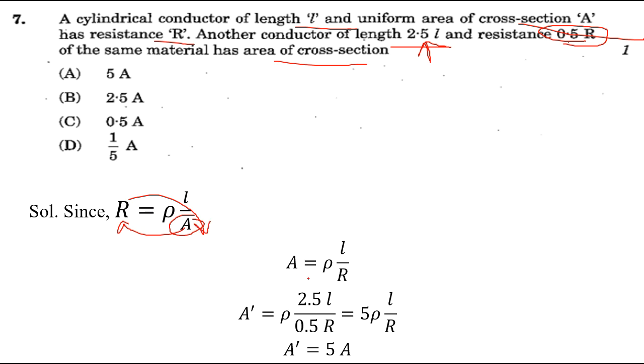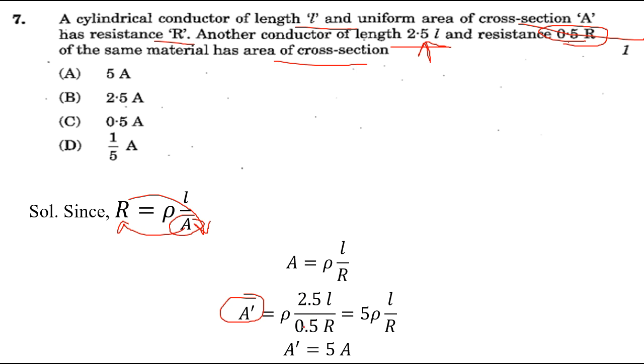So A will be equal to rho L by R, and then we put in the new values. When we put in the new values, we write A dash, because we are getting a new area, so we are representing it by A dash. So A dash will be equal to rho, and L will become 2.5 L, and in place of R we can write 0.5 R.